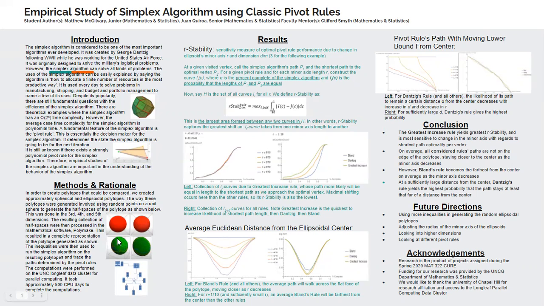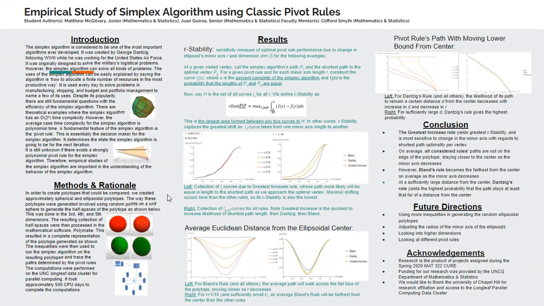And then we used the simplex algorithm to create paths along that polytope that went from a minimum to a maximum. You can see here a spherical polytope case of our different pivot rules and the shortest path, and then an ellipsoidal polytope. To do this, we had to use computations on UNC's Longleaf data cluster for parallel computing. It took approximately 500 CPU days to complete the computations. Handing it over to Juan now.